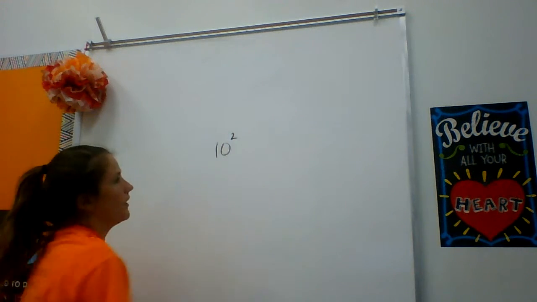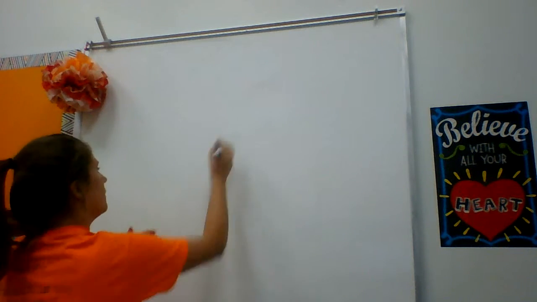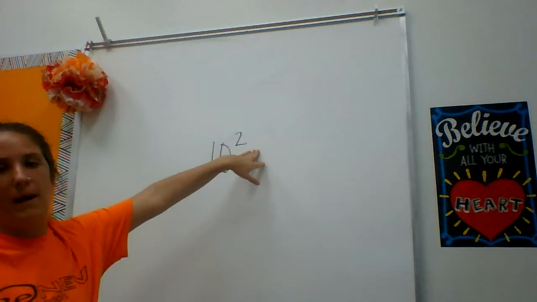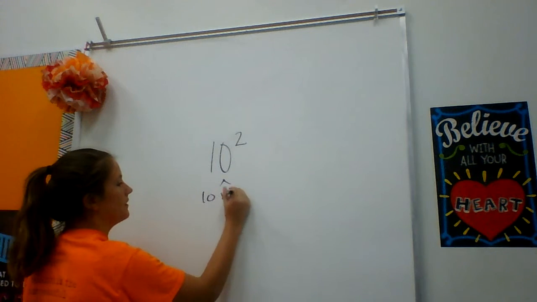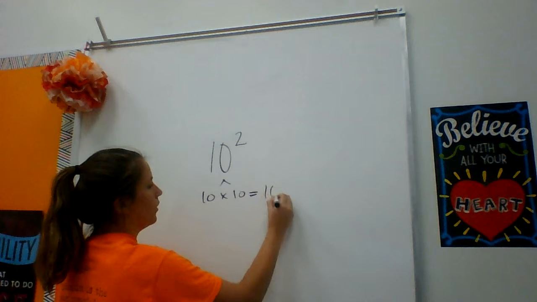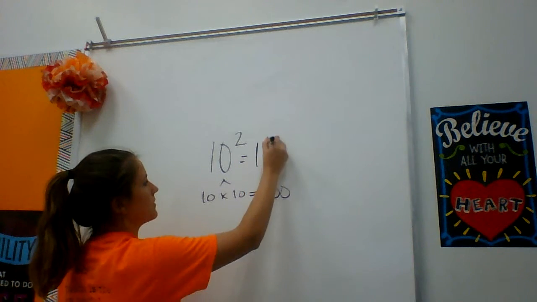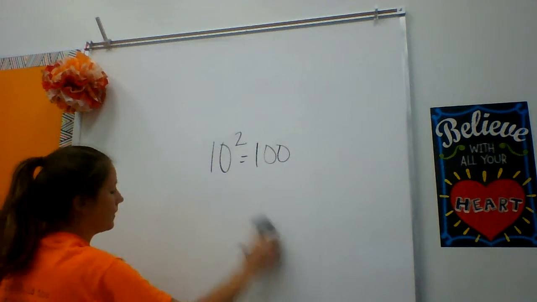There's a shortcut and a quick way to figure out how to write it. Here, I'll write this a little bigger so you can see it. There's a shortcut or a quick way to figure out how to do anything 10 to a certain power. Now, I know that 10 squared is the same thing as 10 times 10. And 10 times 10 equals 100. I'm going to leave this up here. 10 squared equals 100.